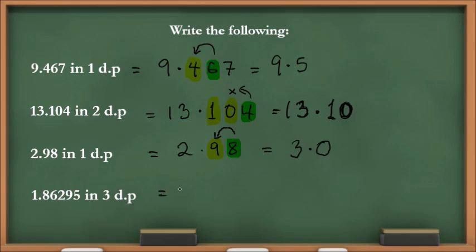Finally, we've got 1.86295 in 3 decimal places. So therefore, we will be writing down this, considering this, and this. Now we will be checking whether this one is up to a 5. And we can see that it's up to a 5. That means we're going to be adding 1 to the number in front of it, which is 2. So here you will have 1.863. So that's going to be our answer, 1.863. Beautiful.